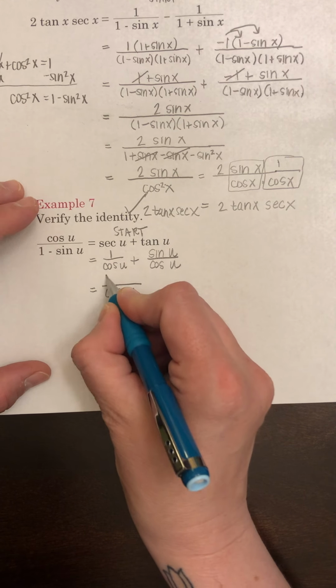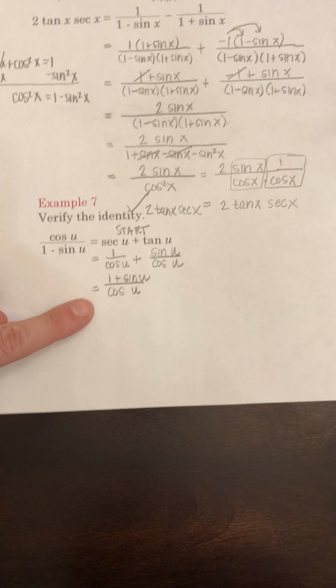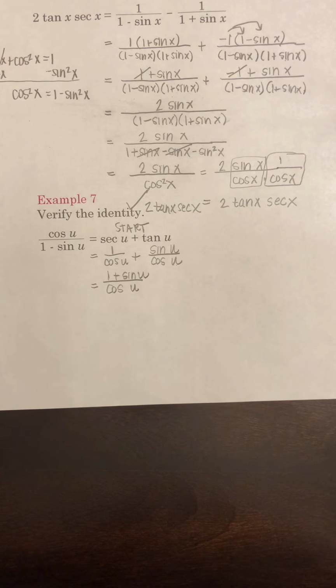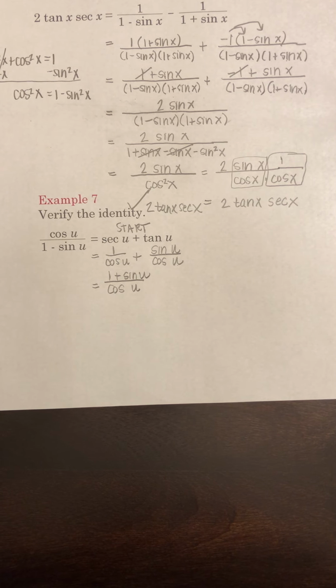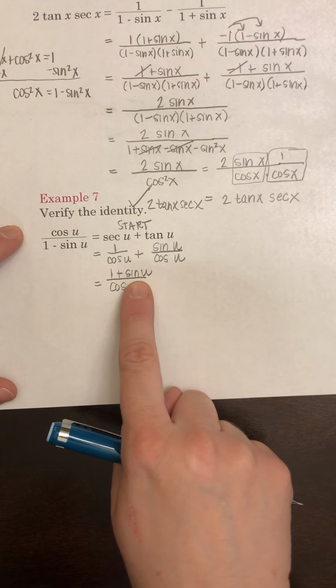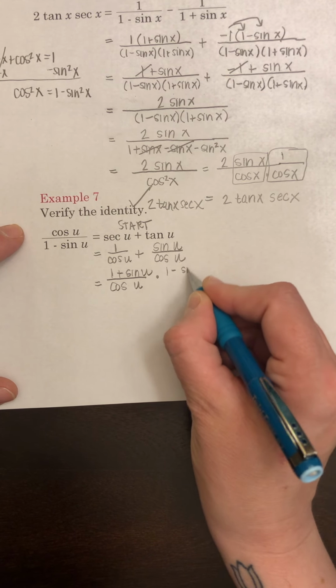a single fraction, and my numerator is going to be 1 plus sine u. The problem is it doesn't quite look like what I want it to look like. So you might remember, and I can't remember exactly which chapter it was, but we learned that sometimes you have to multiply things by the conjugate. Remember, conjugate is when you take a binomial and all you do is change the sign in the middle. So the binomial that I currently see right now is 1 plus sine u. Its conjugate would be 1 minus sine u.